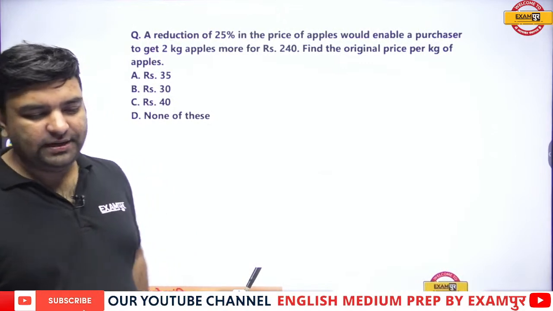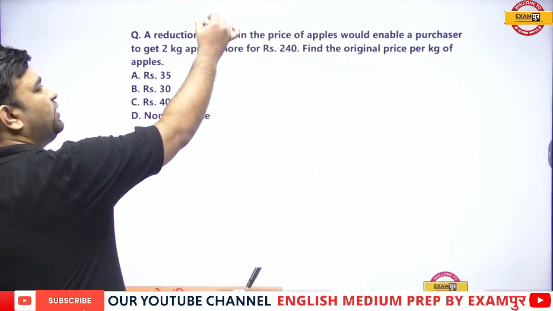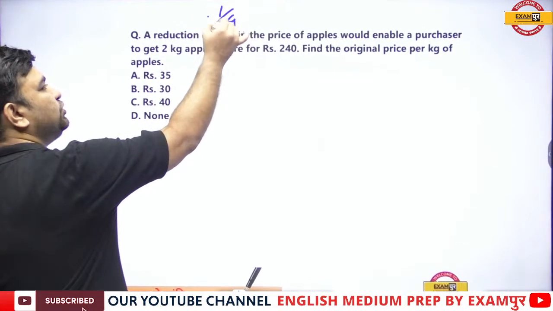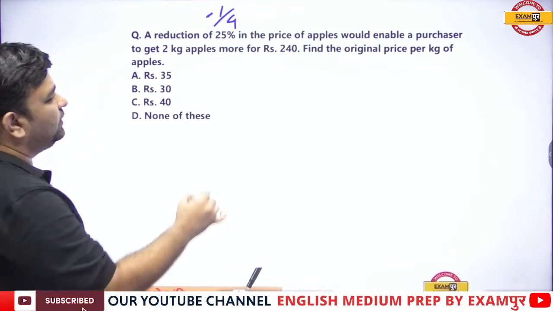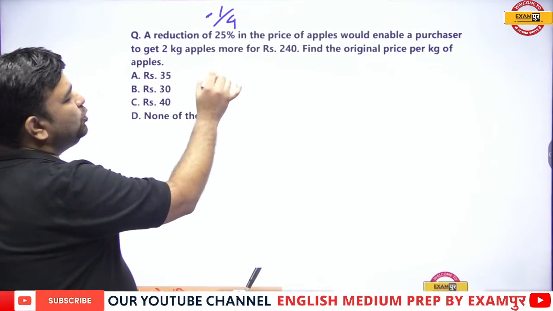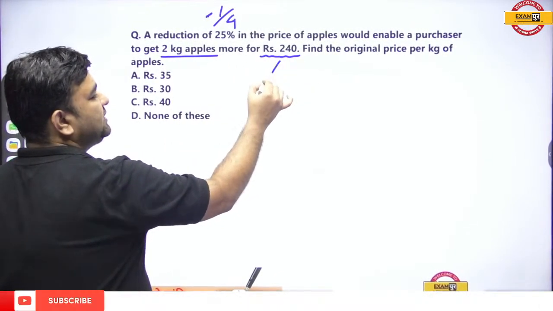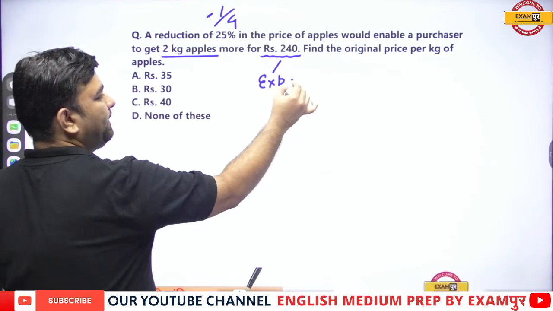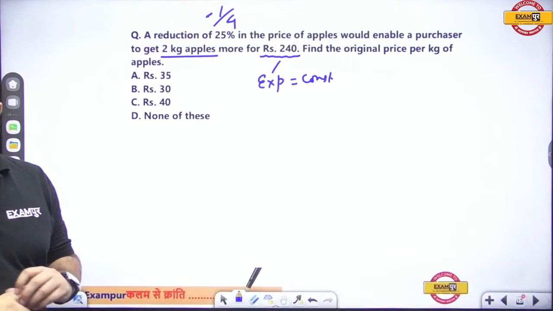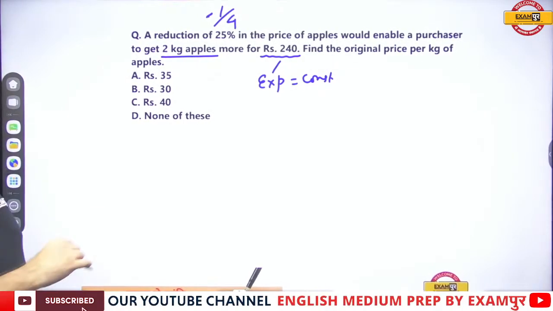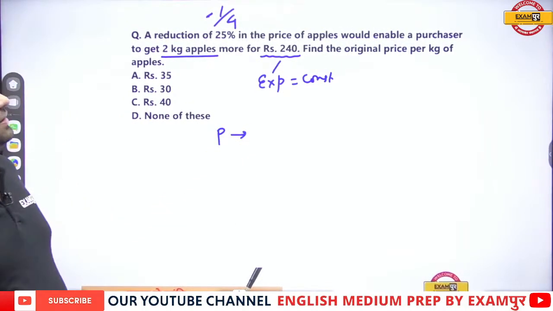Reduction of 25% in the price. 25% is 1 by 4. Reduction, so negative. It enables a man to buy 2 kg more apples for rupees 240. Expenditure is constant. So what is the change happening in the price?